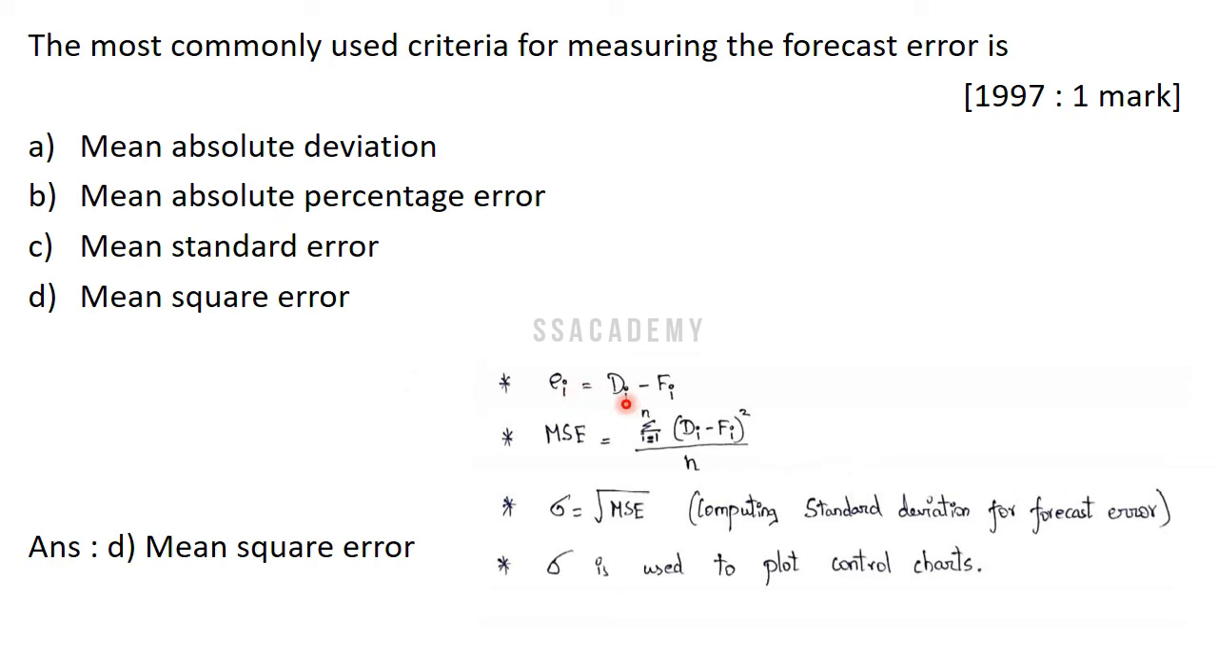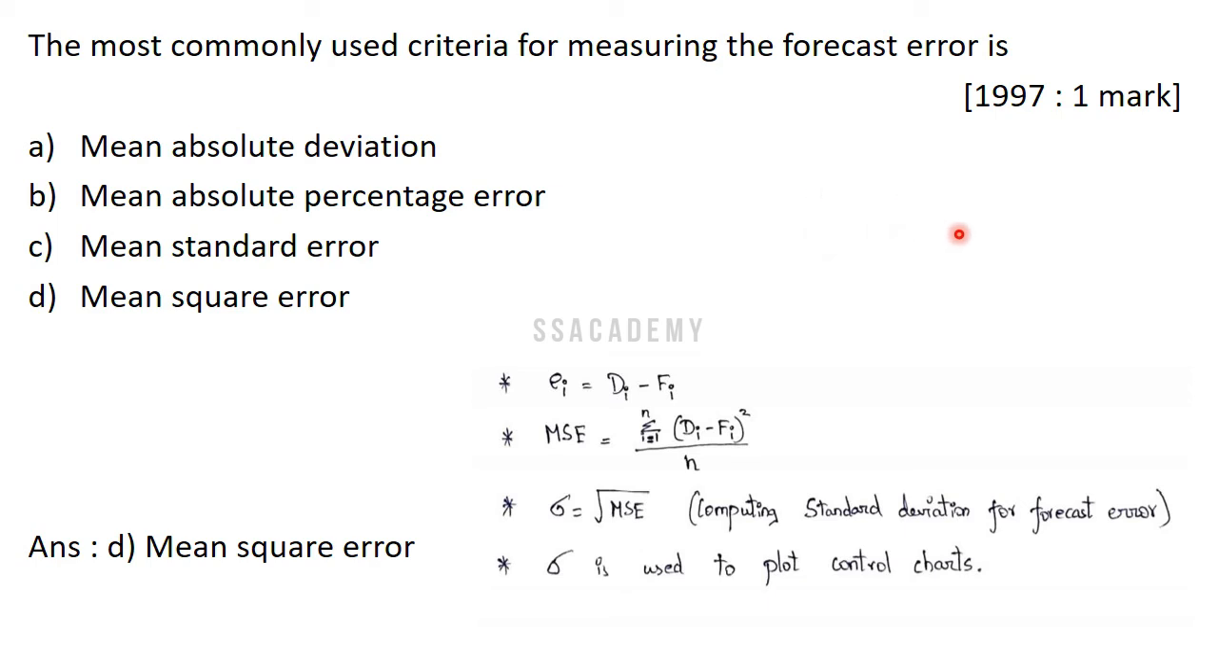I mean, for the first period, you will be getting one error. For the second period, you will be getting a second error. For the third period, one error. For the fourth period, one error. Summing up the errors and dividing by 4. That's it. If you take the square root of mean square error, you will be getting the standard deviation. Standard deviation is very useful in plotting control charts. This is the main reason why it is referred to as the most commonly used criteria for measuring the forecast error. Because by developing graphs, it would be useful for neglecting further forecast error.